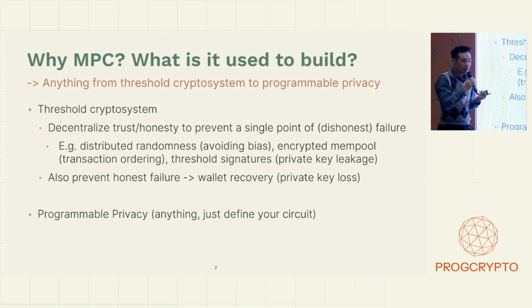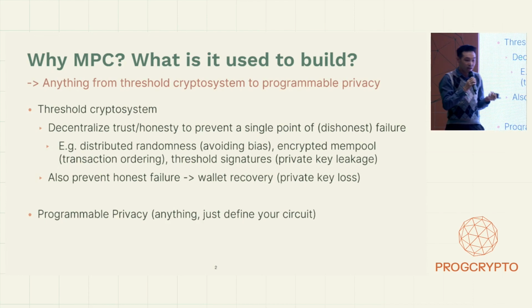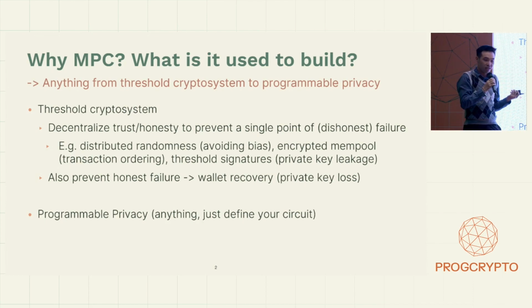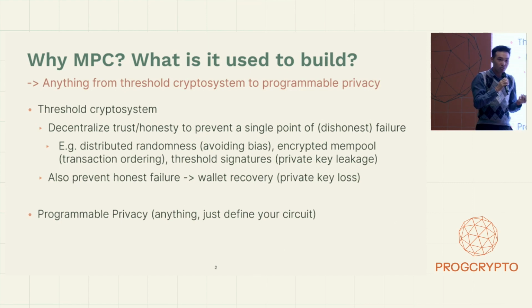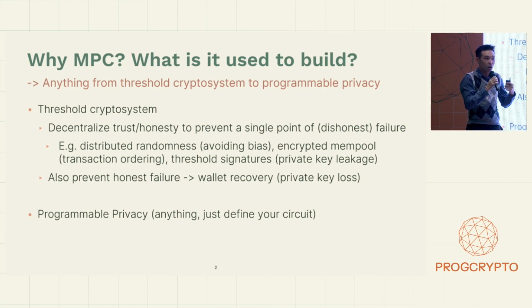You can also see a concrete example of this in the form of distributed randomness, to avoid bias. You can also see it in an encrypted mempool, where you want fair transaction ordering, or simply in a threshold signature, to prevent leakage of the whole private key. You can also use a threshold crypto system to prevent honest failure.